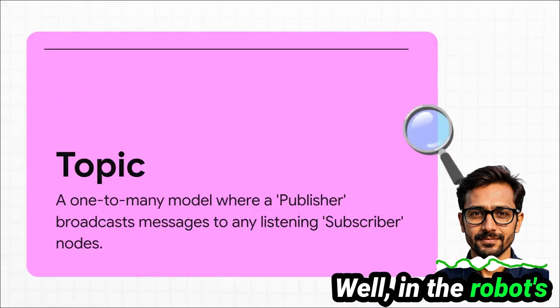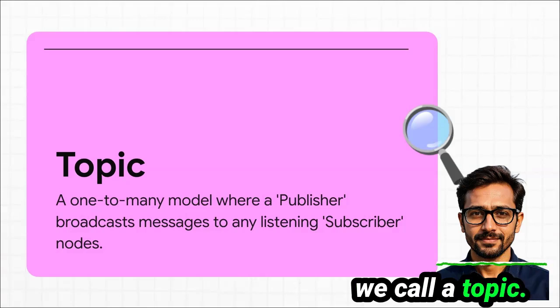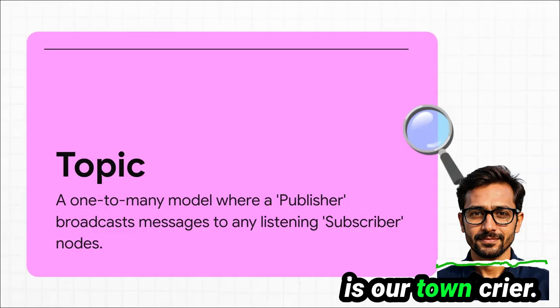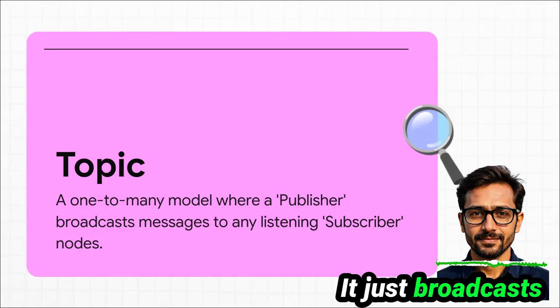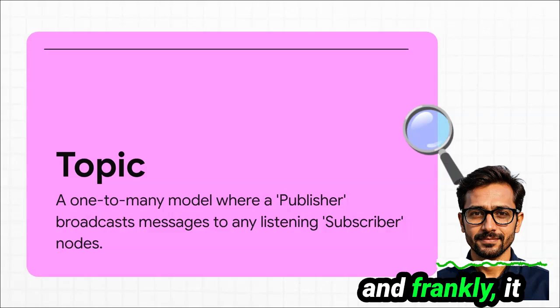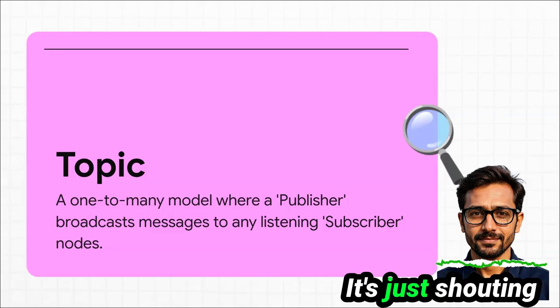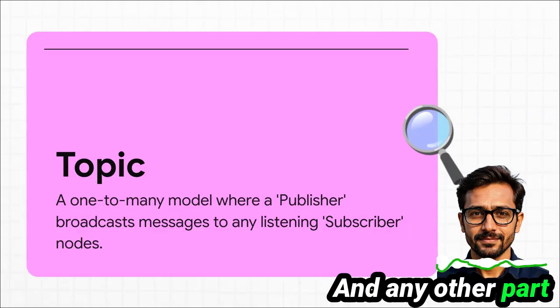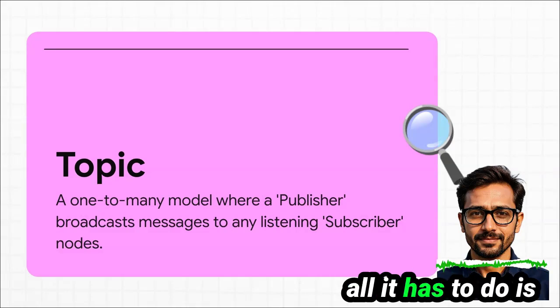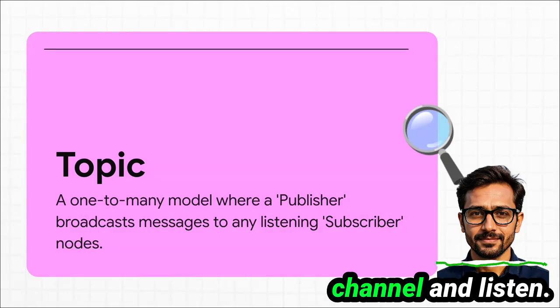Well, in the robot's world, that's what we call a topic. One part of the robot, which we call a publisher, is our town crier. It just broadcasts information out into the void. It has no idea who's listening, and frankly, it doesn't care. It's just shouting its data. And any other part of the robot that needs that info, a subscriber, all it has to do is tune in to the right channel and listen.